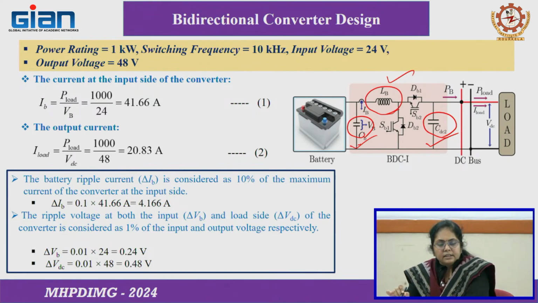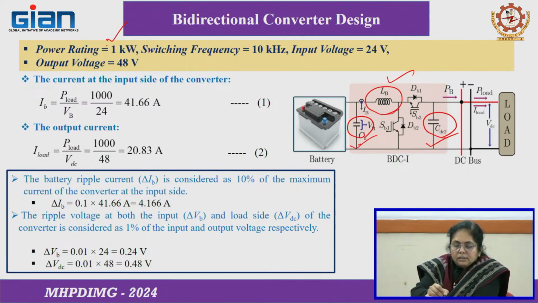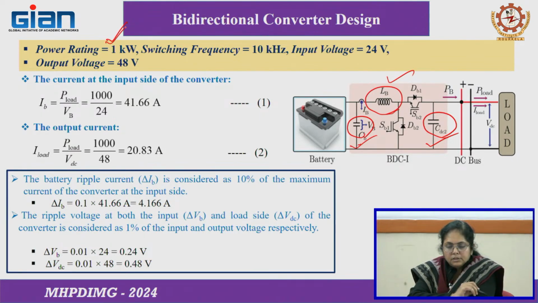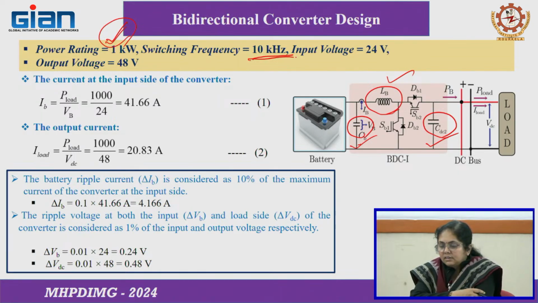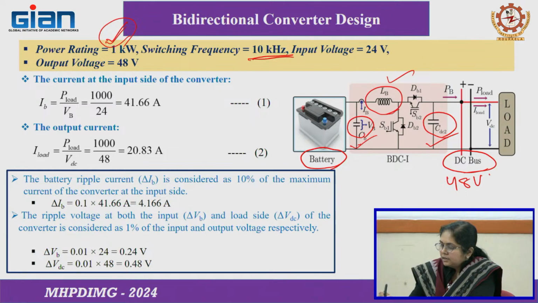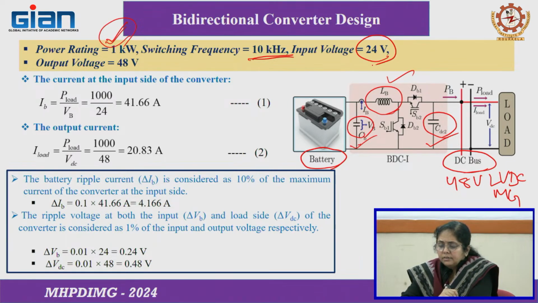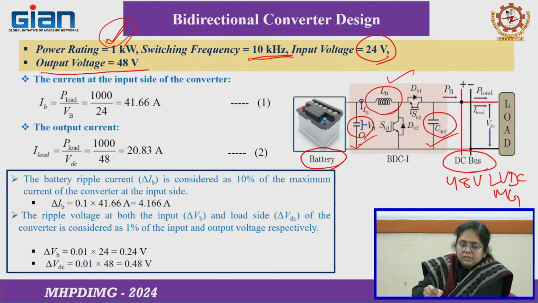So, let us design for a power rating of 1 kilowatt. It is based on the load that we decide the power rating of the DC microgrid. We are fixing the switching frequency, let us take it as 10 kilohertz, you can go for 20 kilohertz also. We are choosing the battery voltage, and for the DC bus of 48 volt, which I normally call an LVDC microgrid, we have chosen a battery input voltage of 24 volt. And already I have told the output voltage is 48.